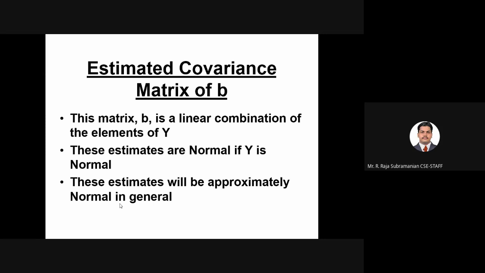That's what I know. This matrix B is a linear combination of all the elements of Y, and these estimates are normal if Y is normal. So everything coincides with the output variable Y, right? This estimate will be approximately normal in general, right? But the ideal notation is a standard normal, meaning that the mean will be 0 and the standard deviation will be equal to 1, right? So the matrix notation is this.